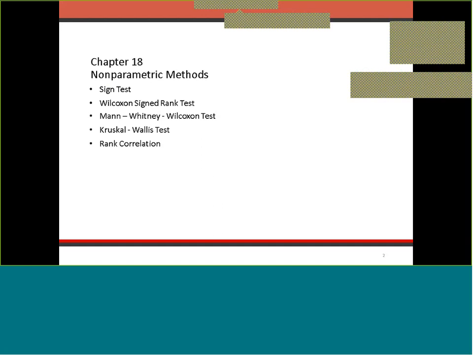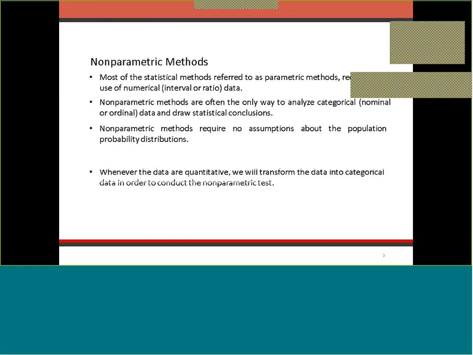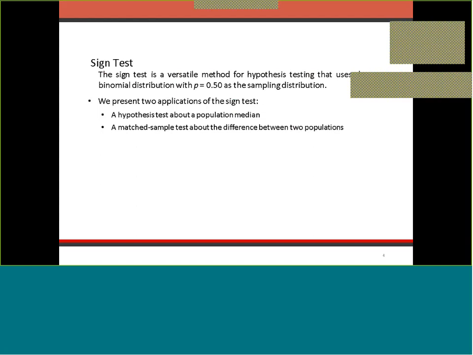So we have 5 non-parametric methods in our chapter, in which we have already done the sign test. How do you attempt the sign test? We know that we have 2 applications of the sign test. What are the 2 applications? One is a test about a population median, and the second one is a matched sample test about the difference between two populations. So we did both problems in the sign test.